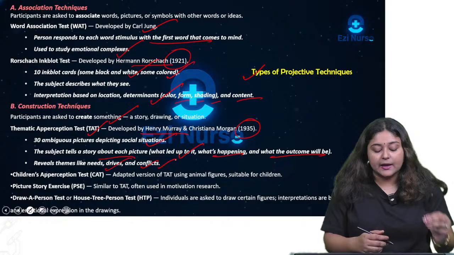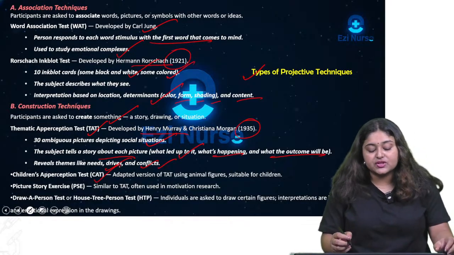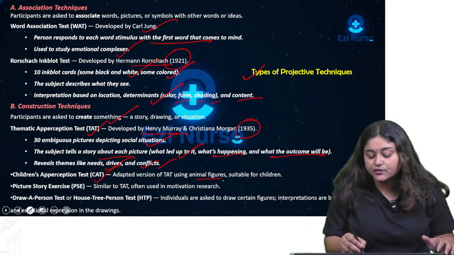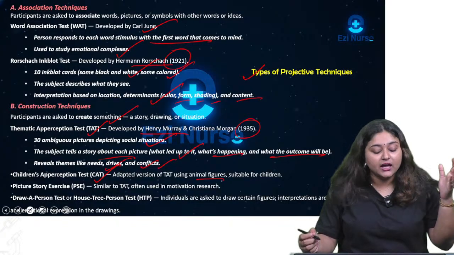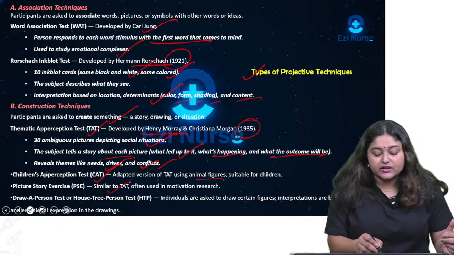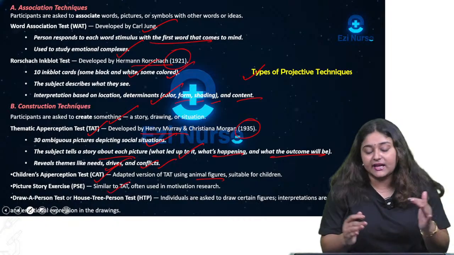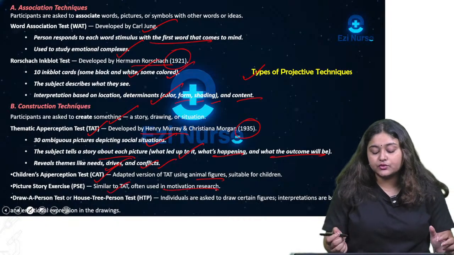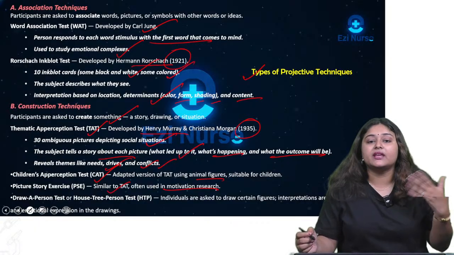Next is the Children's Apperception Test, or the CAT, which is an adapted version of the TAT using animal figures suitable for children. Next is the Picture Story Exercise, or the PSE. So it's mainly similar to the Thematic Apperception Test, but it's also used for motivation research.